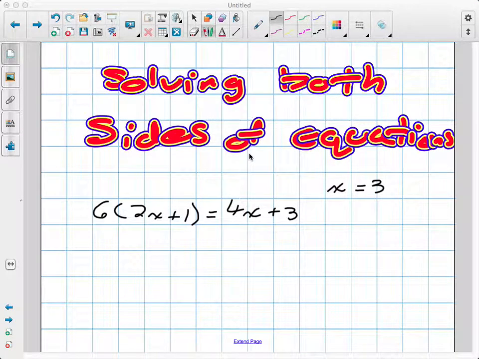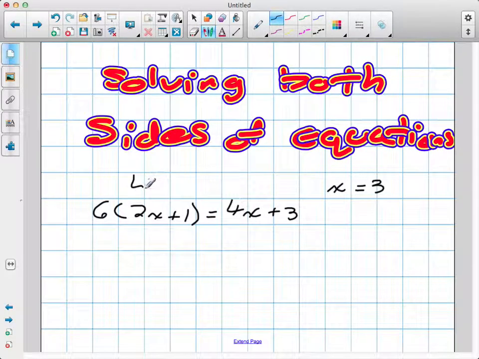Okay, solving both sides of the equation. This is similar to what we just did with distributive property. But what I'm trying to teach you here, or what you're trying to get from this question, is that an equation is like a sentence in English. Okay? We have two sides in an equation. We have our left side and our right side.